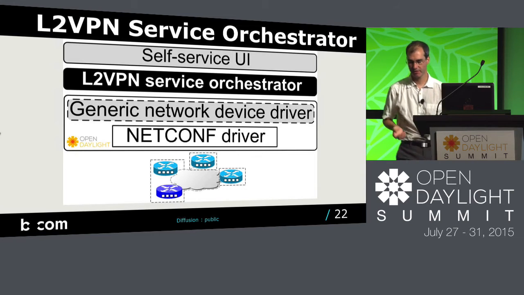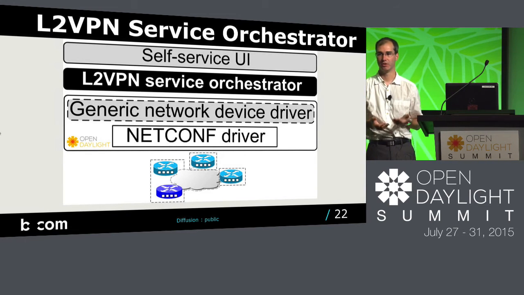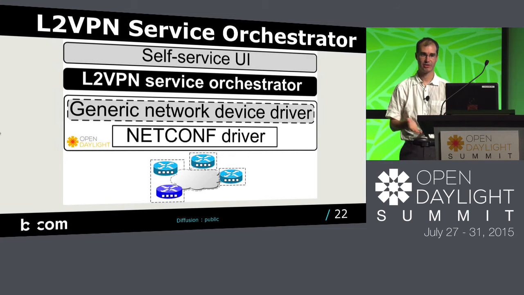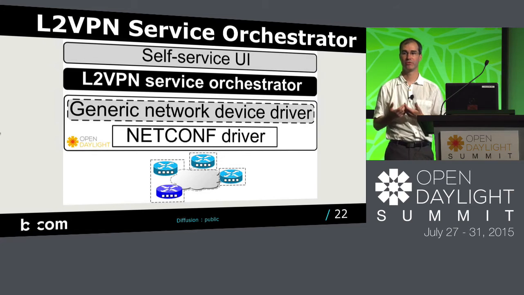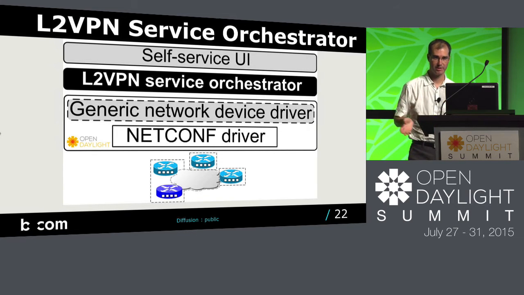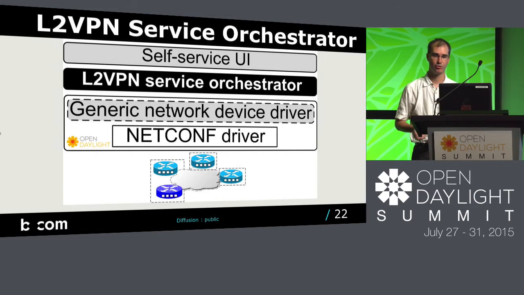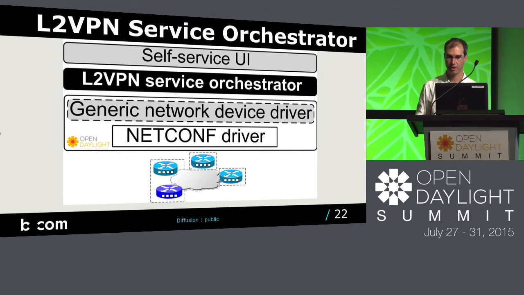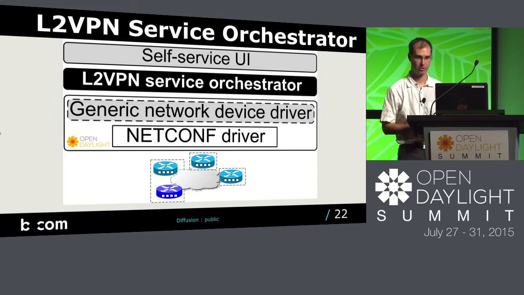So we have seen the generic network device driver. This driver operates on one network device at a time. Now what we want to do is to automate the deployment of VPNs on a set of routers. And to do this, we need an orchestrator. And this is the purpose of the L2 VPN Service Orchestrator, which we have developed outside of OpenDaylight for historical reasons.